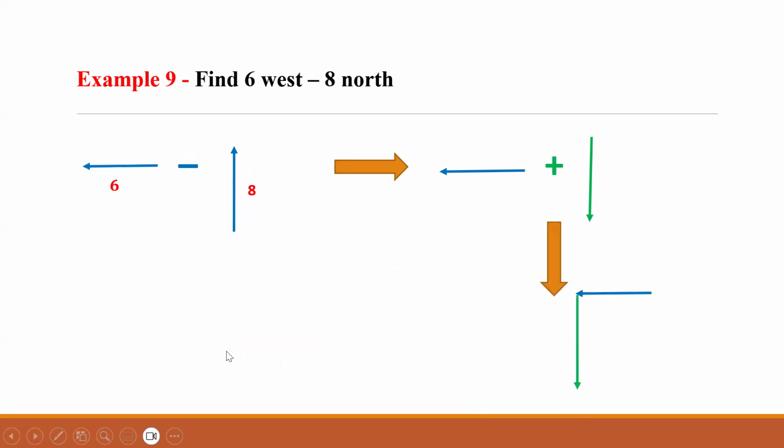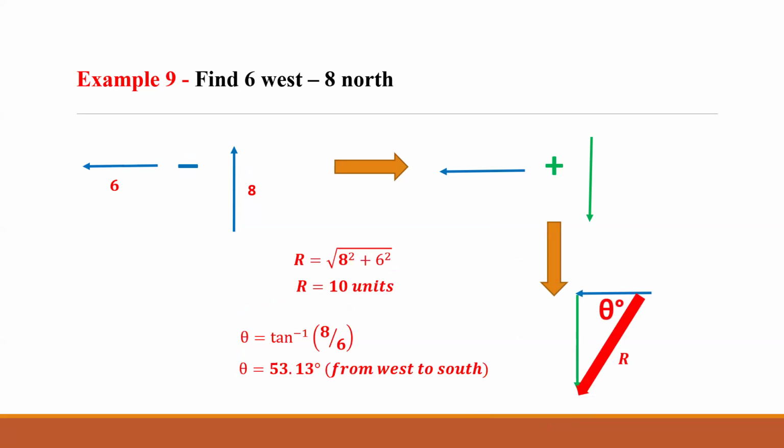So if you find the answers, that will be 10 units and 53.13 degrees from west to south. I hope you remember this one, west to south. West is this, south is this. From west to south, 53.13 degrees.